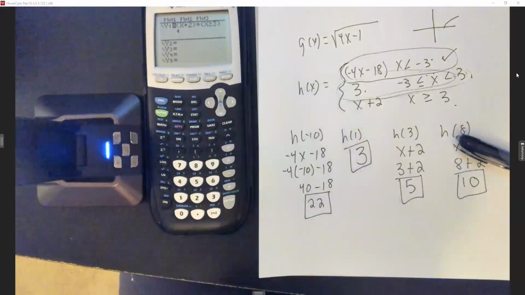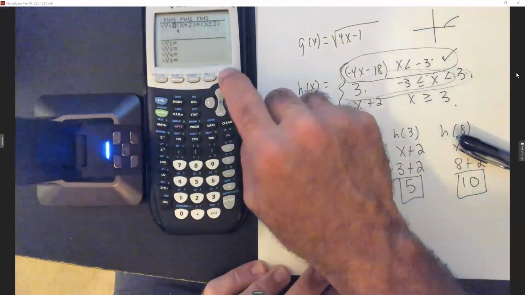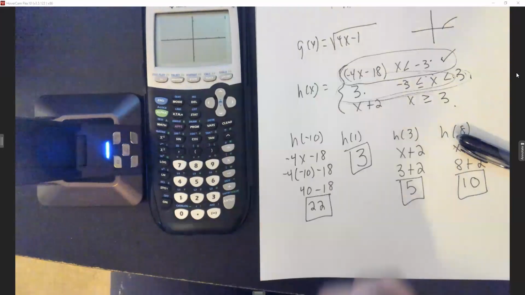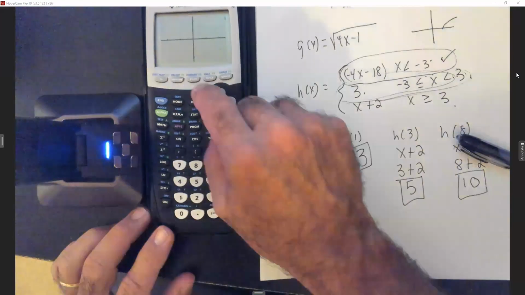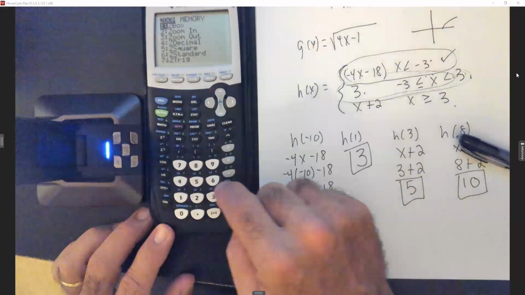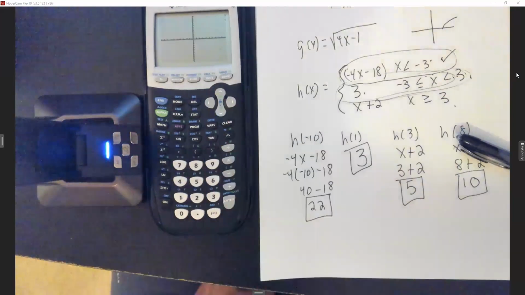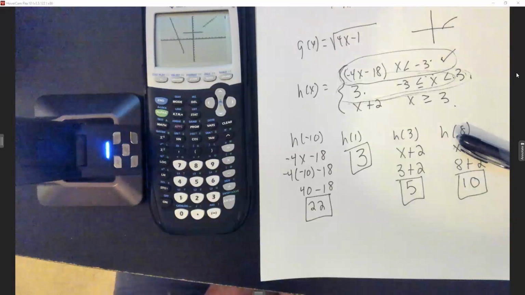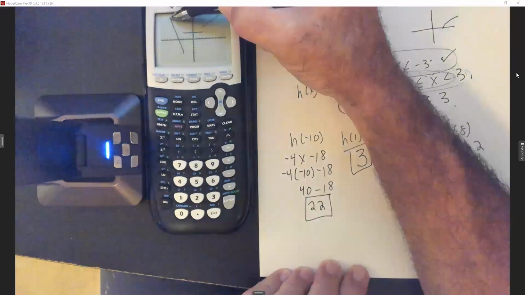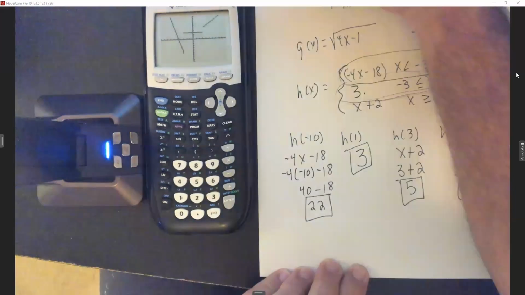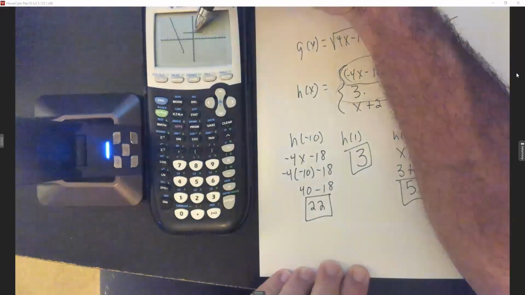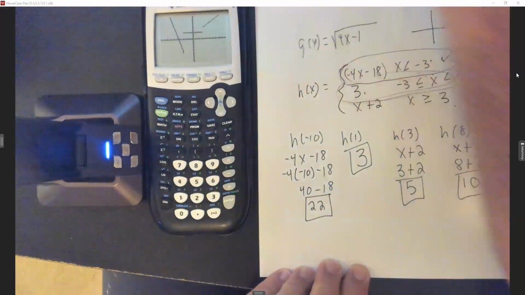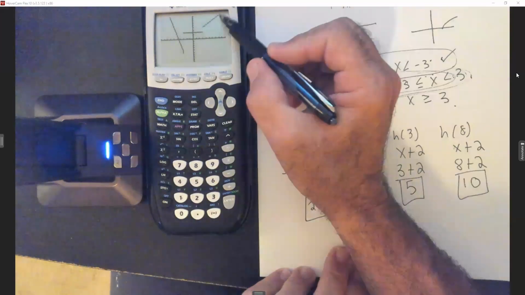Now, watch what this looks like when you graph it, because it's a piecewise function. So, let me get back to the regular graph. Let me zoom 6. So there's the first part, then there's the second part going across, and then there's the third part. So this part's doing the negative 4x minus 18. This part's doing the equals 3. Notice how it's constant. And then this last part's doing the x plus 2 of the graph.